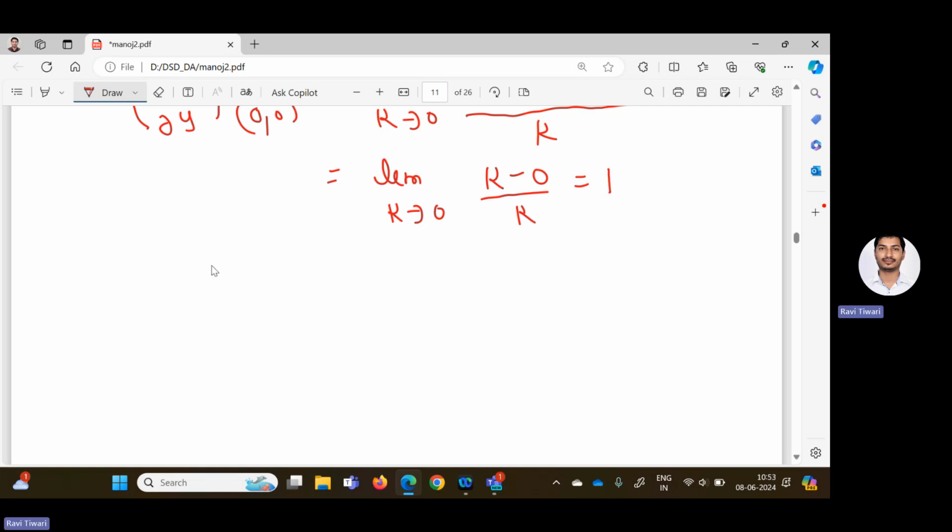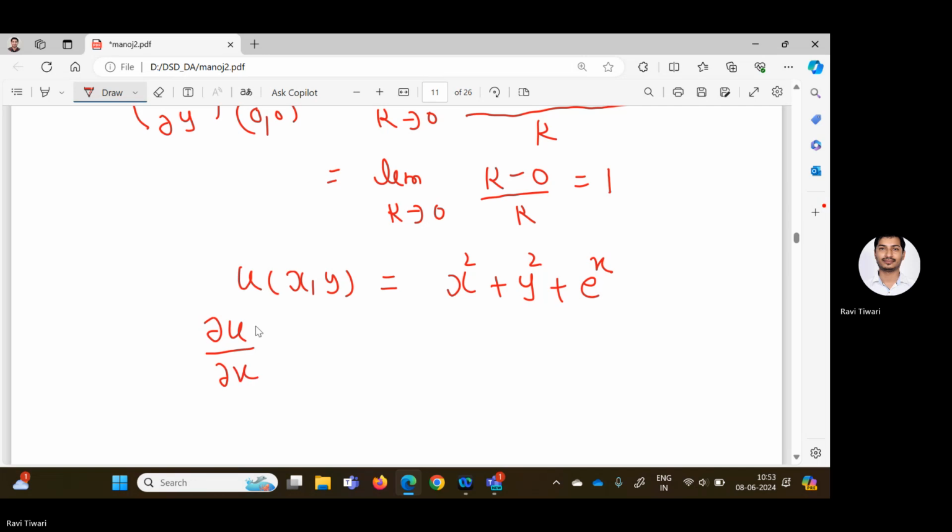So let me take the third example. Let me take u of x y. Suppose this is given as x square plus y square plus e power x, and we have to calculate dou u by dou x at 0 comma 0 and dou u by dou y at 0 comma 0.